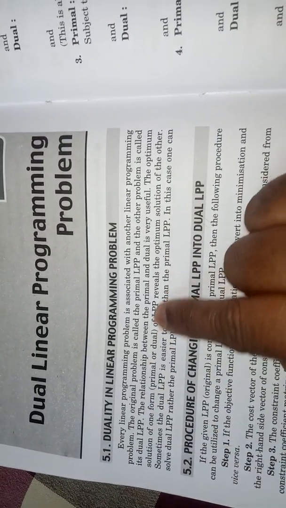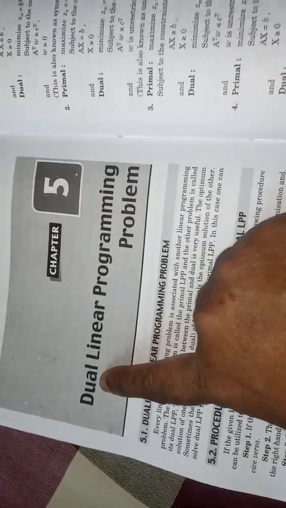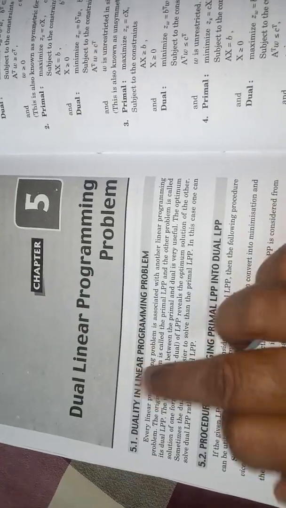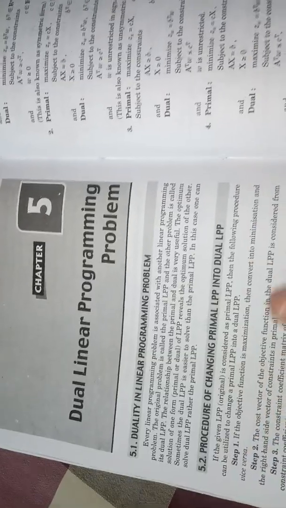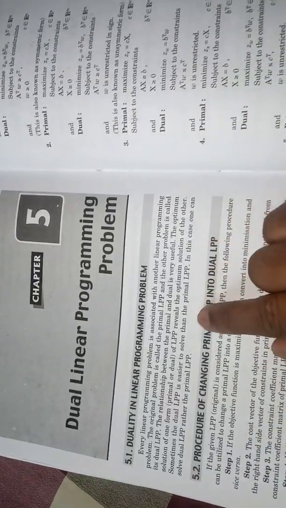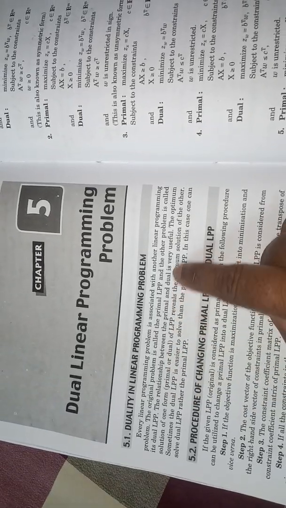The relationship between the primal and dual is very useful. That's why it is known as the dual linear programming problem. The given problem is called the original problem. That original problem is called the primal LPP, and the other form, another LPP, is called the dual LPP. So the relationship between the primal and dual is very useful.